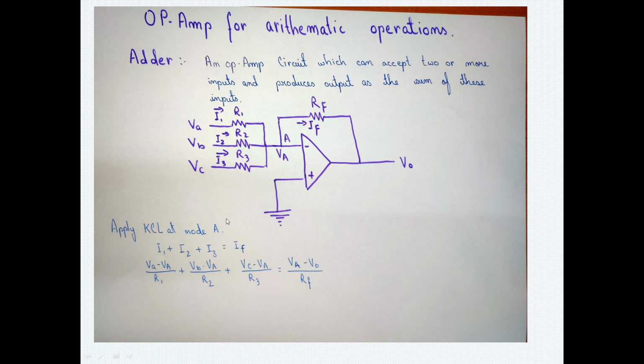Now we have 3 resistors R1, R2 and R3, and the 3 inputs Va, Vb and Vc. Their respective currents are I1, I2 and I3, and here we have RF and its current IF. By applying KCL at node A, we get I1 plus I2 plus I3 is equal to IF. So (Va minus VA) by R1 plus (Vb minus VA) by R2 plus (Vc minus VA) by R3 is equal to IF, which is (VA minus V0) divided by RF.